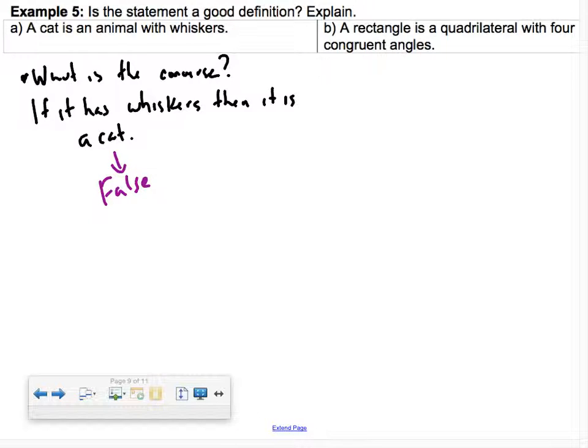All right, let's think of one. First one that comes to mind is a seal. A seal has whiskers and is not a cat. So that's a bad definition.